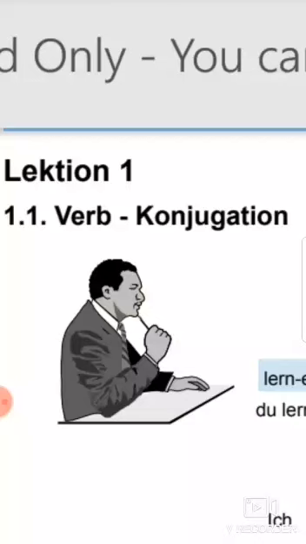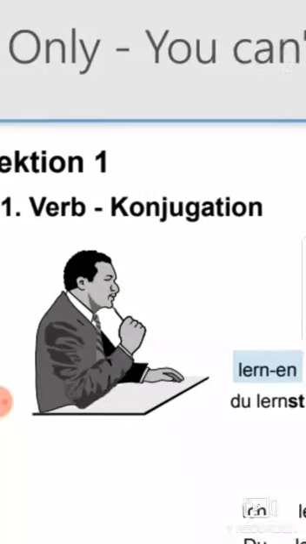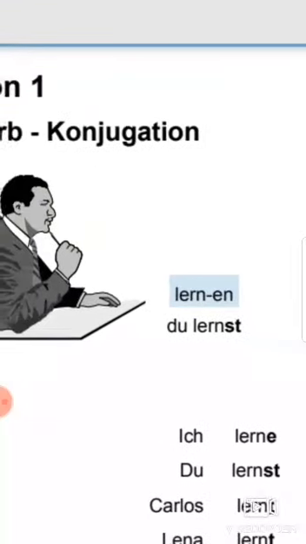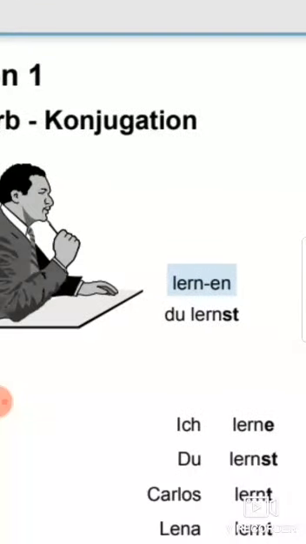So, my dear students, today we will study verb and conjugation. So, lesson 1, Lektion 9. First word is lernen. So, lern is a word, learn, and dash en.